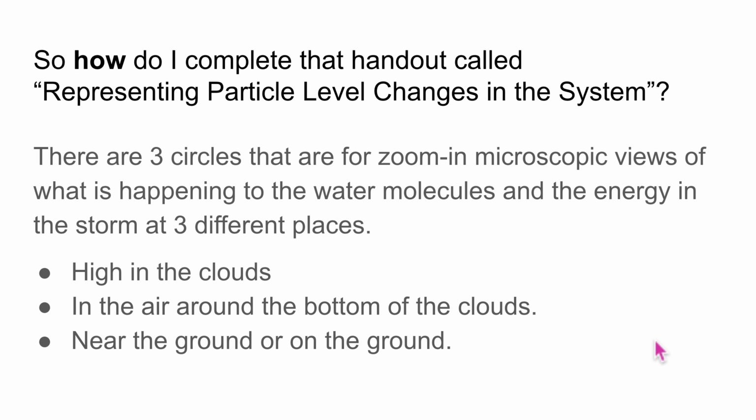So how do I complete that handout called Representing Particle Level Changes in the System? Okay, so there are three circles that are for zoomed-in microscopic views, or particle level views, of what is happening to the water molecules and the energy in the storm at three different places. It says to pick any three places and put the letters A, B, and C in there. I would recommend we do one like A could be high in the clouds, B could be in the air around the bottom of the clouds, and C might be near the ground or on the ground.